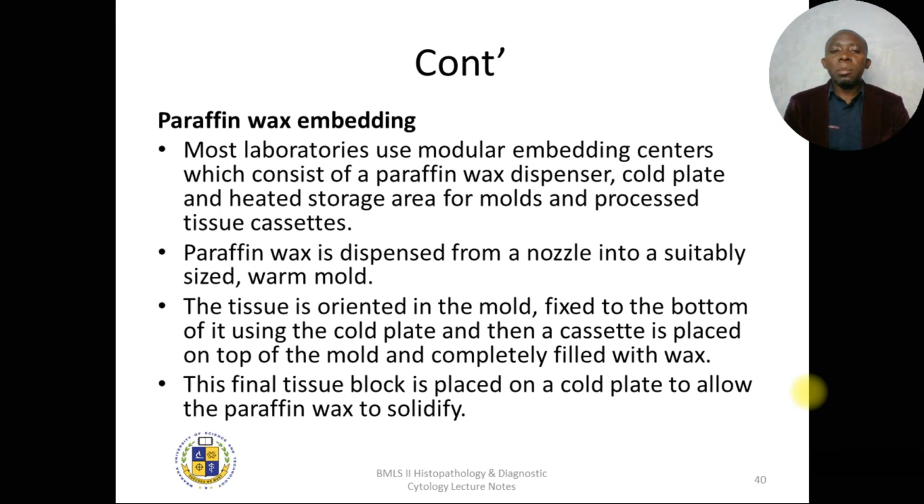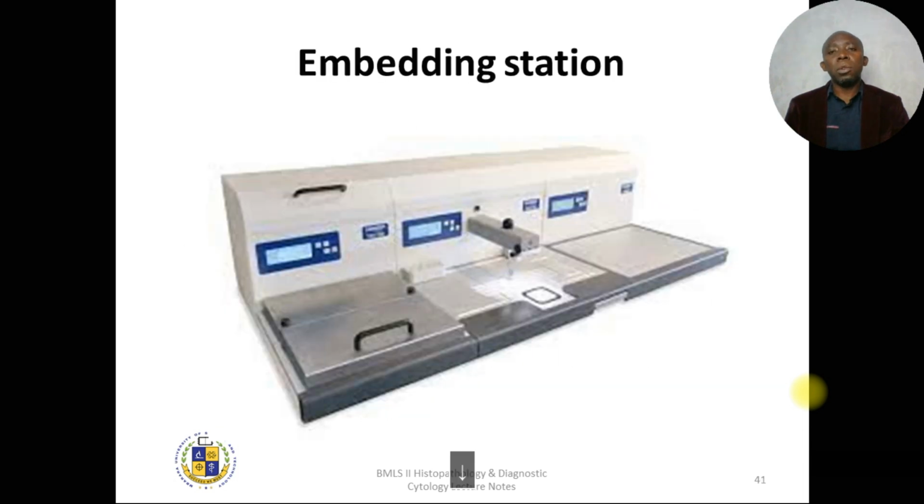And then a cassette is placed on top of the mold and completely filled with excess wax. So this final tissue block is then placed on the cold plate to allow the paraffin wax to solidify and then form the block.